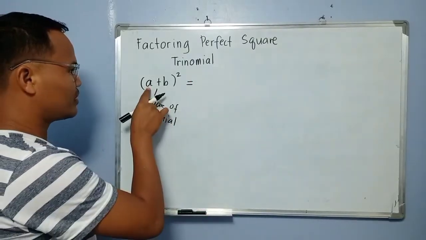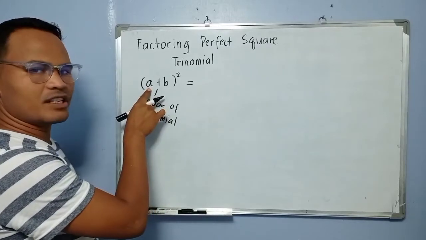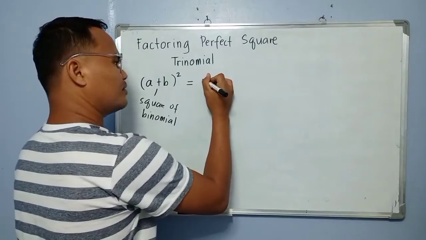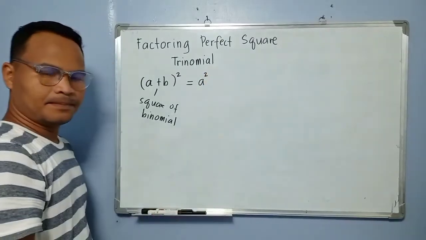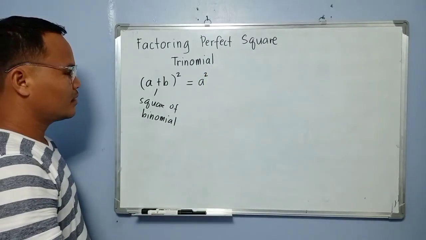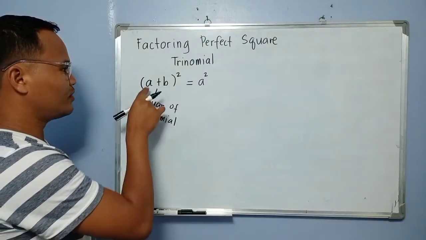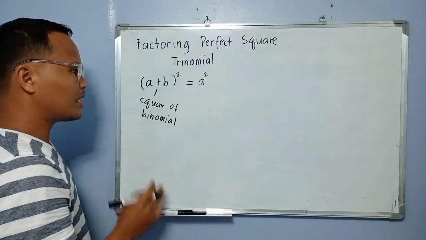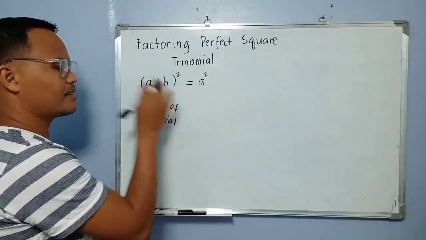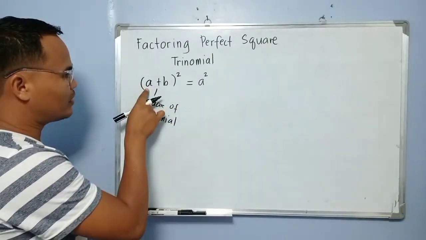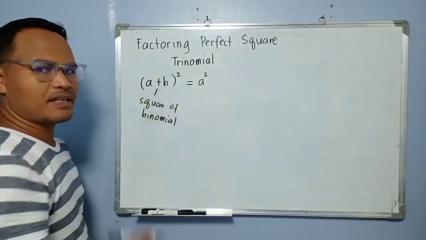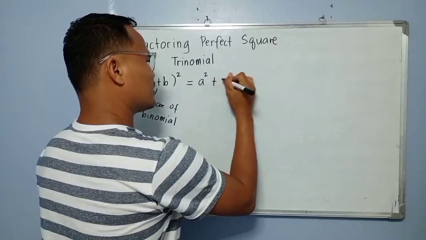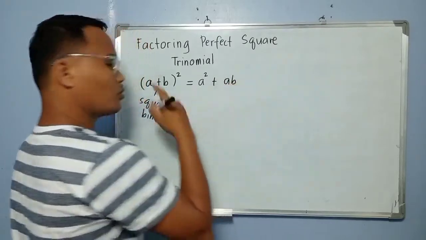How? Just square the first term. Our first term here is a, so if we square a, we have a squared. Then twice the product of the first term and the second term. Our first term is a and our second term is positive b, so a times b is ab, twice.